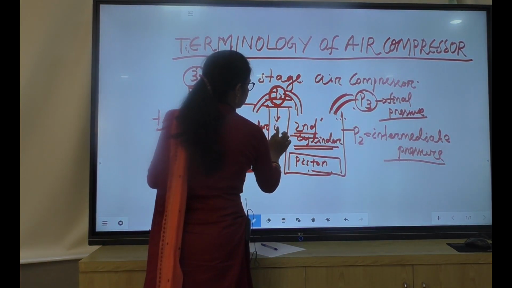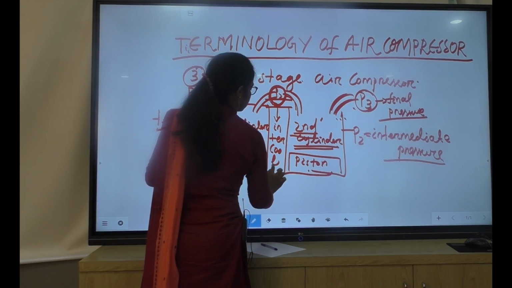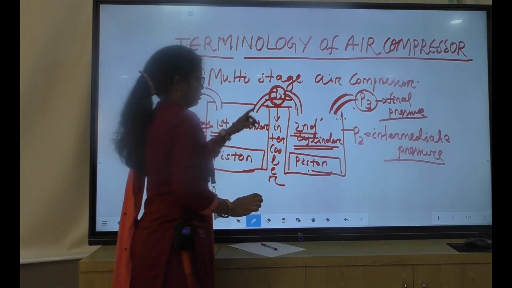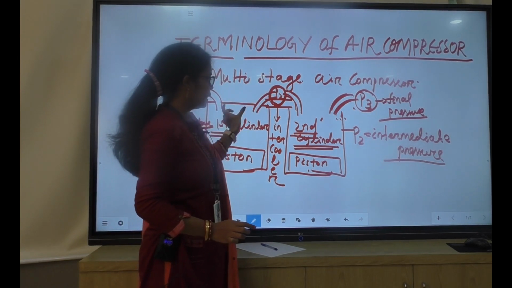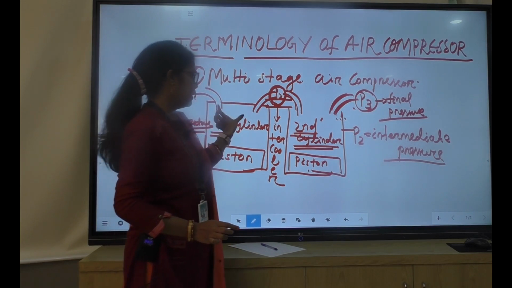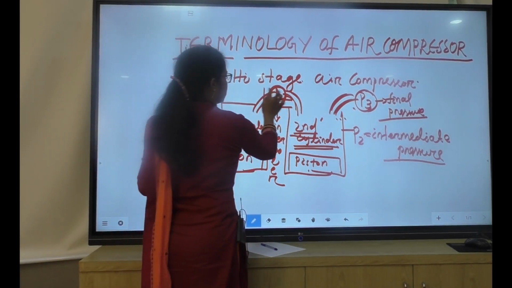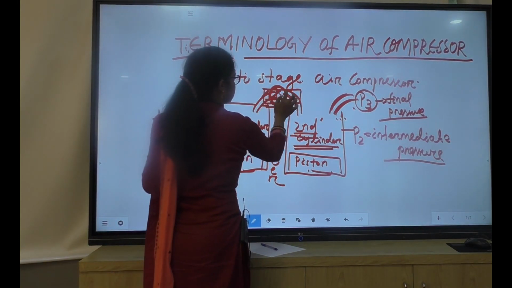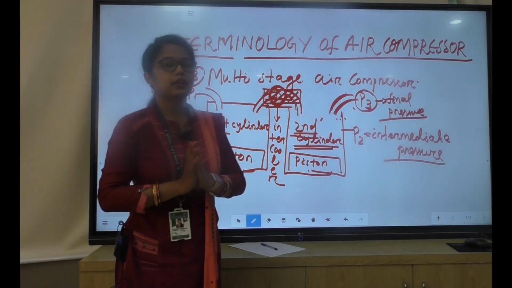What is that? Intercooler. I am mentioning it, please view it carefully. This is a particular device connected in between the first and second cylinder, that is called an intercooler. Here the intercooler will be placed. And what is the function of that intercooler?